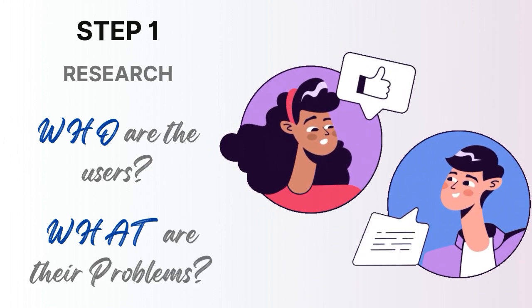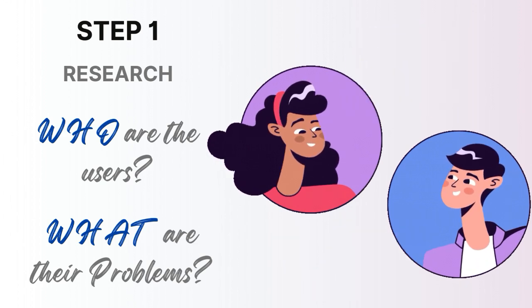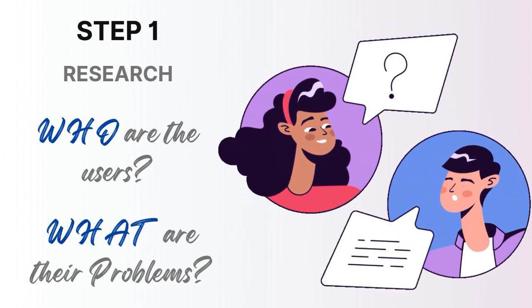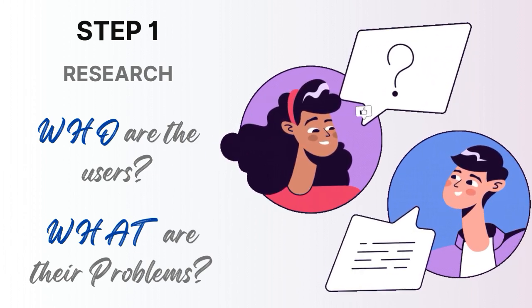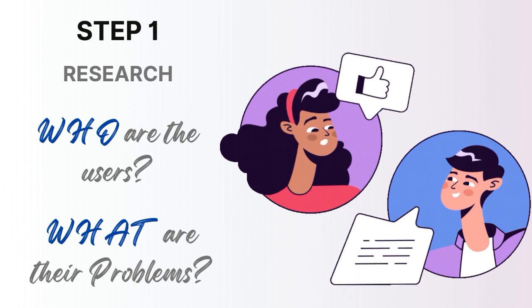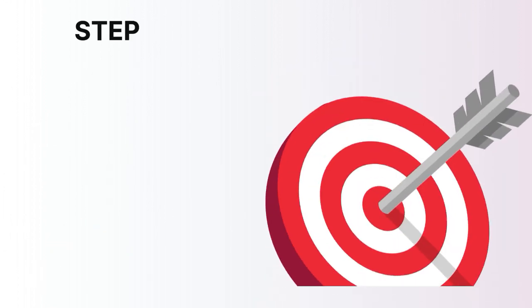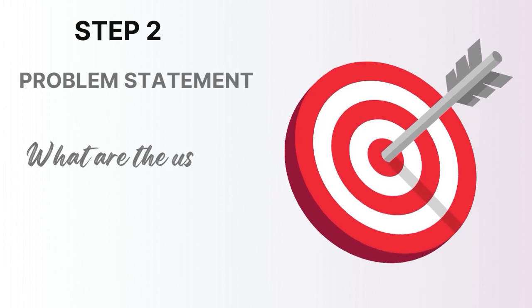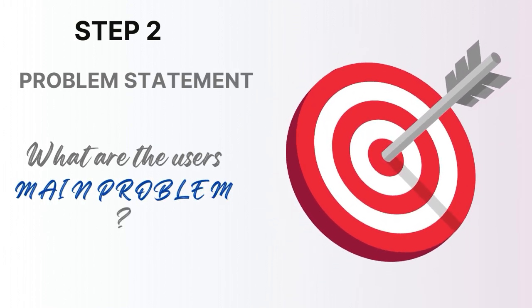Step 1 is researching and understanding the users. Before designing anything, you need to understand the users. You need to know who they are and the problems they face. And you can achieve this by conducting user interviews, carrying out surveys, and also conducting competitor analysis. Now that you have data, you will then proceed to the next step, which is defining the problem and goals.